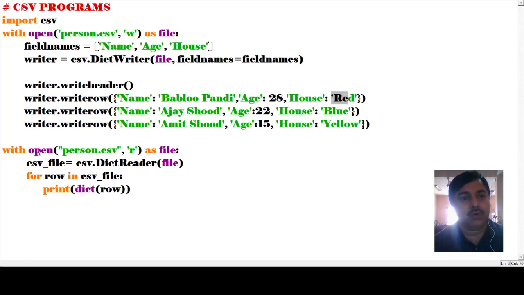Now with open person.csv in read mode as file. Okay, csv_file = csv.DictReader, so for row in csv_file, dictionary row. So this is the pattern that we have, and in this pattern we can implement it and also create the file. Okay, so we open the file first. That means we have to create the particular file and construct it, and after we construct it, then we can write it.